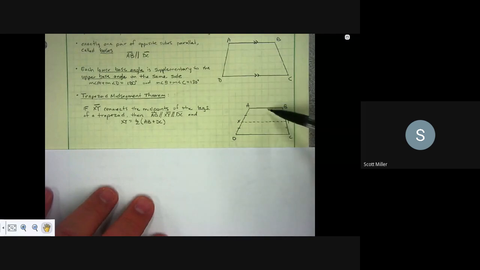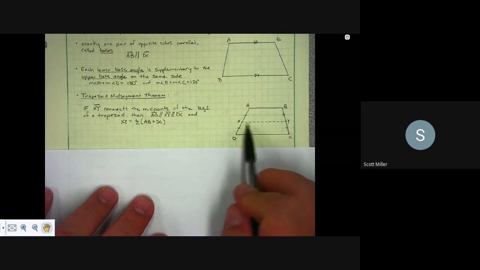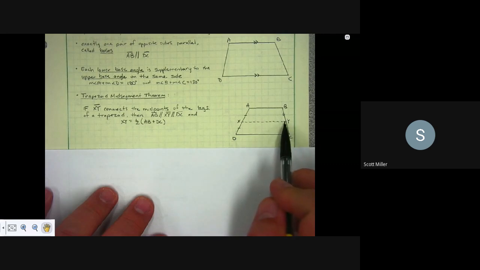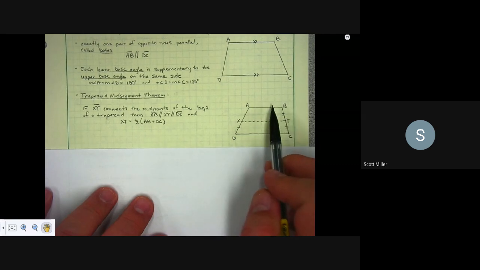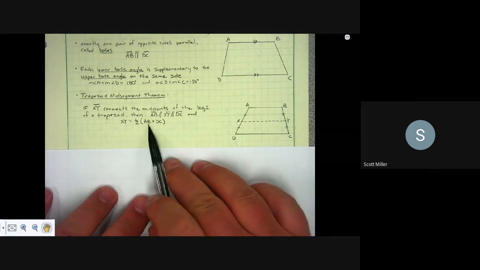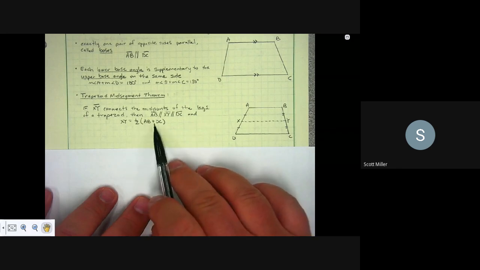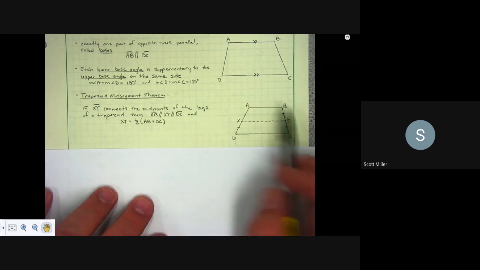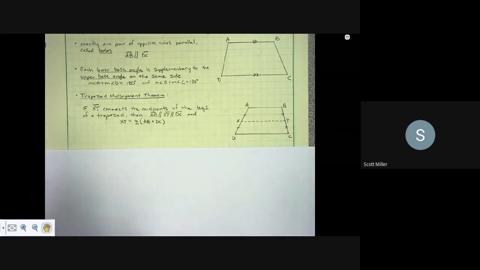That means all three of these segments will be parallel to each other. And the length of this segment right here is 1/2 of the sum of the length of the two bases. 1/2 the sum of the two bases. Okay? So this is a property that you can use to help you solve certain problems and stuff like that.